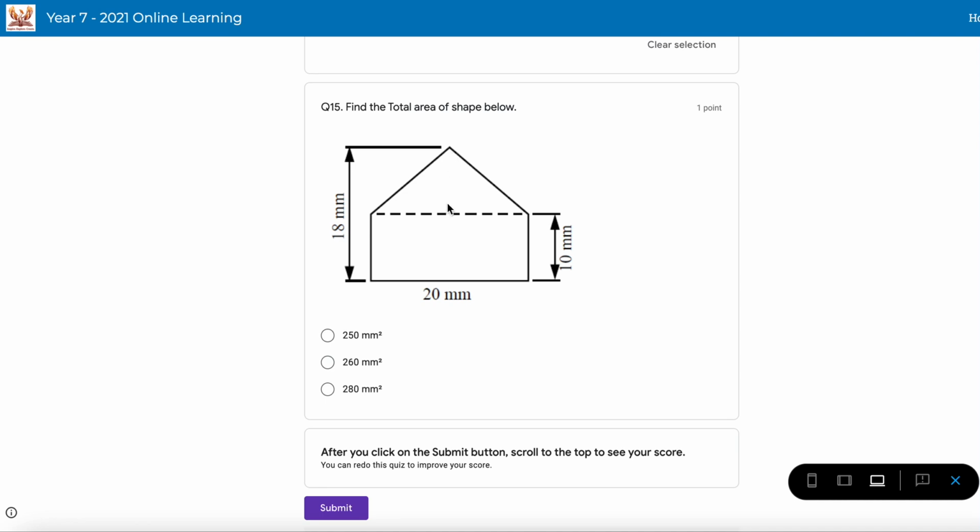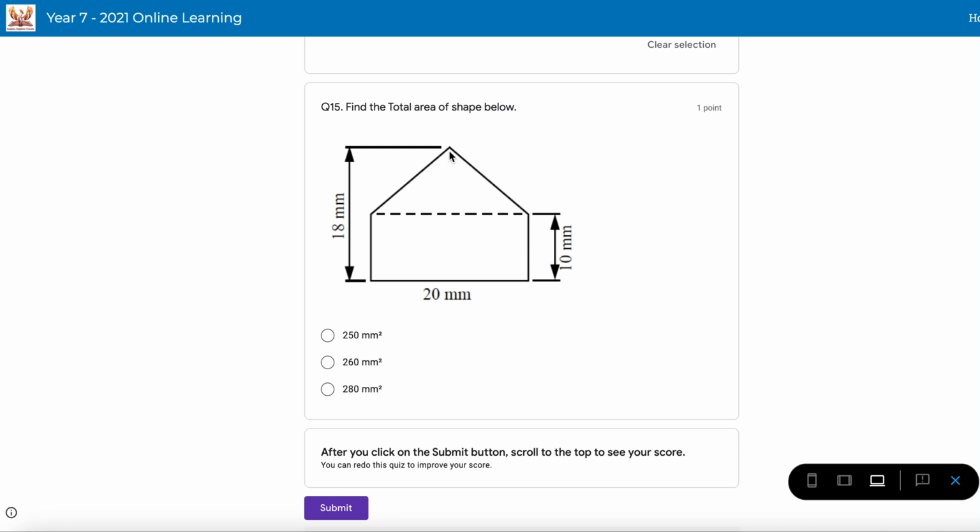So how are we going to find this height? Well, we've got some information about heights. We've got 18 millimeters total height. Oh, well, it's not a house, is it? It's millimeters. So maybe it's a little picture of a house. So this is 18 millimeters from the ground up to the roof of the house. And over here, this is 10 millimeters, another height, from the ground up to the base of the triangle here.